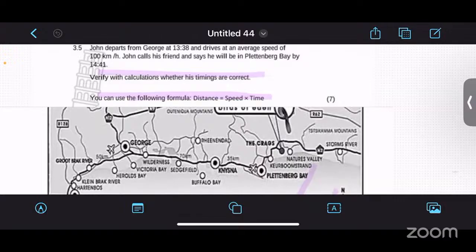Ma'am, for distance, I said 70 plus 35, which gave me 105 kilometers. And then for time, in order to find the time, I said 105 kilometers divided by 100 kilometers per hour. And then it gave me 1 hour 5 minutes.